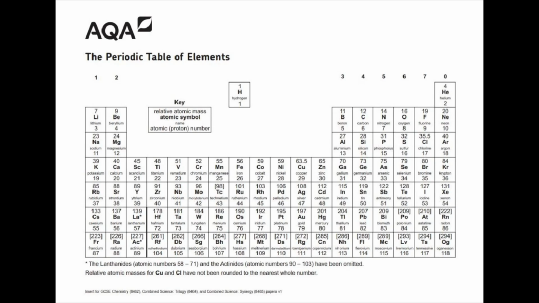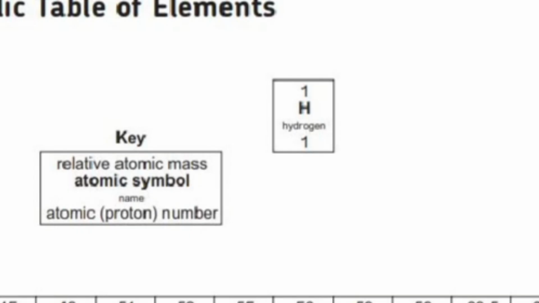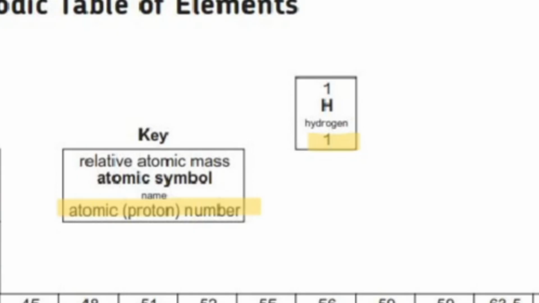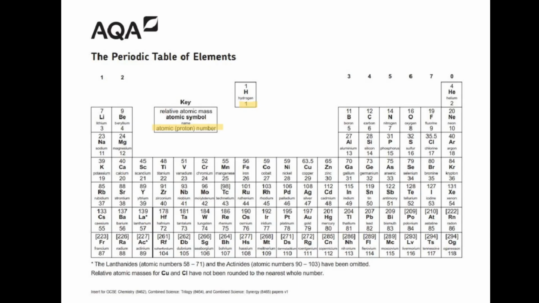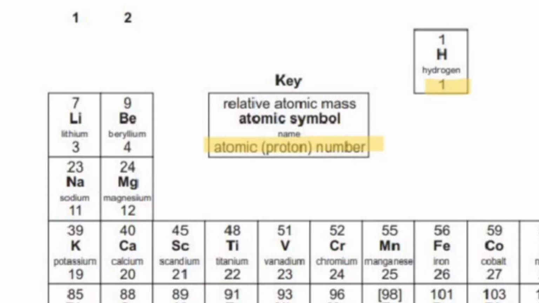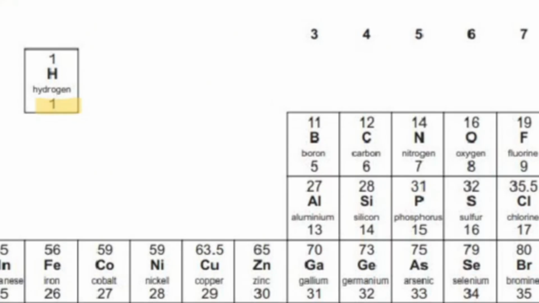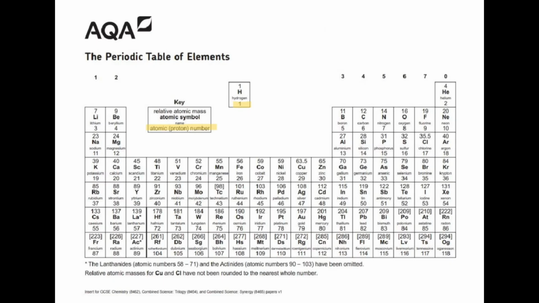What you need to know about the periodic table is that it is a list of all the different elements that exist in the universe, or at least the ones that we know about. As you can see, when we start at the first element, hydrogen, it has an atomic proton number of 1. As you go across, you then get helium, which has an atomic proton number of 2, and then you carry on. Lithium has 3, beryllium has 4, boron has 5, and so on. So you need to know the periodic table is arranged in order of atomic proton number.